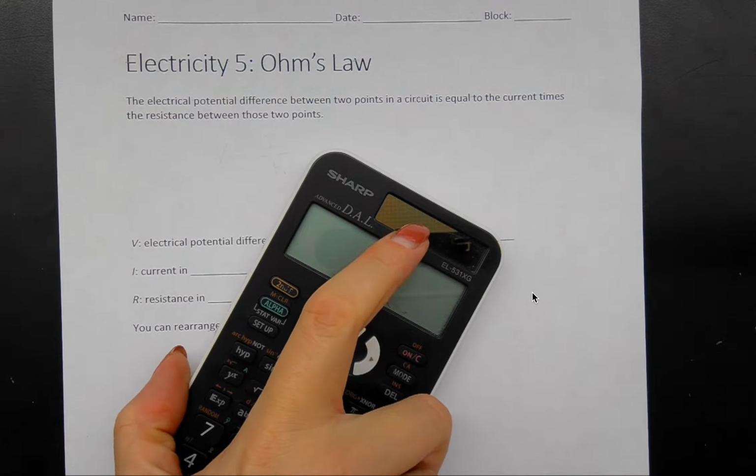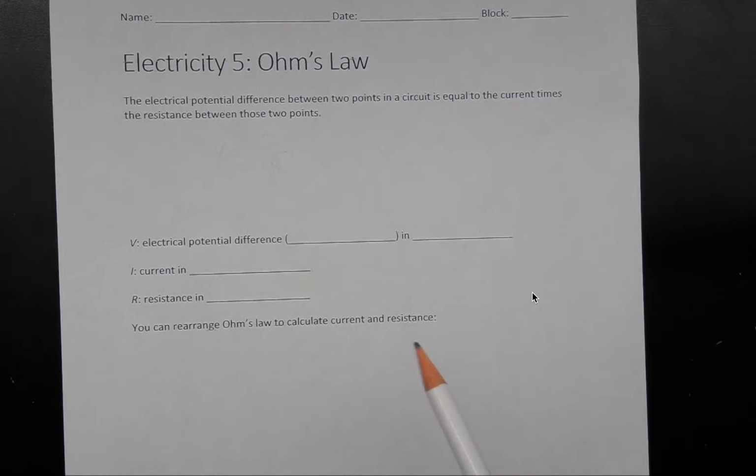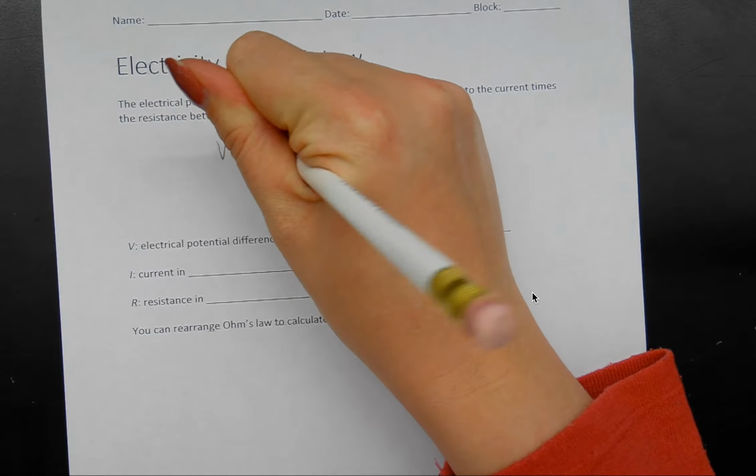Okay, so what's Ohm's law? Ohm's law states that the electrical potential difference between 2 points in a circuit is equal to the current times the resistance between those 2 points. So if you were to look at any 2 points in a circuit, you can get the electrical potential difference by multiplying the current and the resistance. So the formula for Ohm's law is V equals I times R.